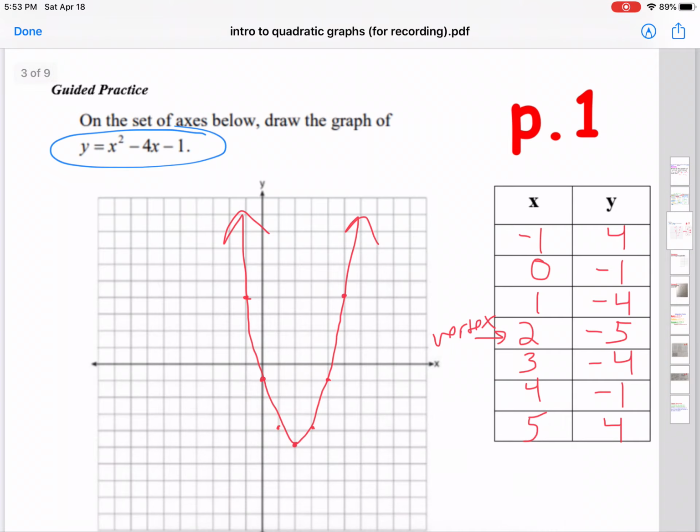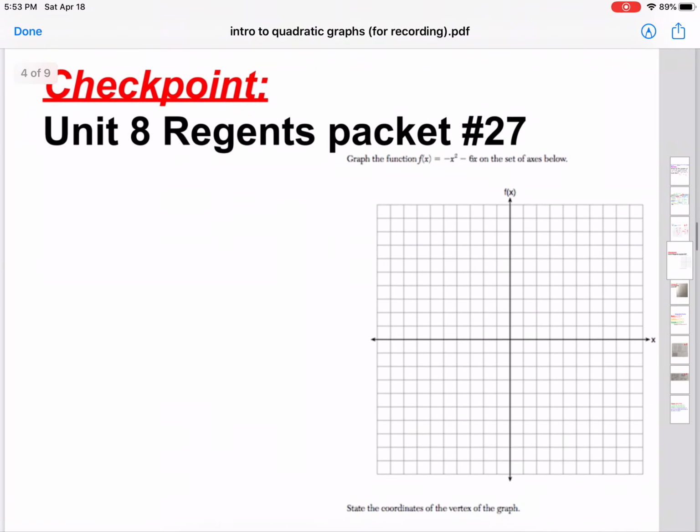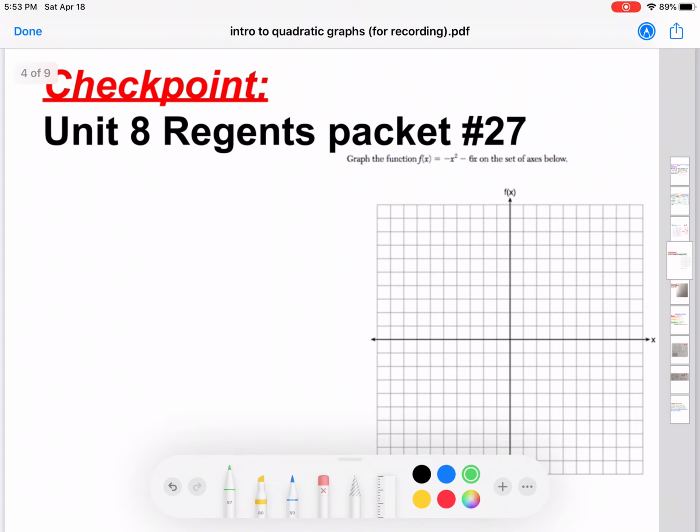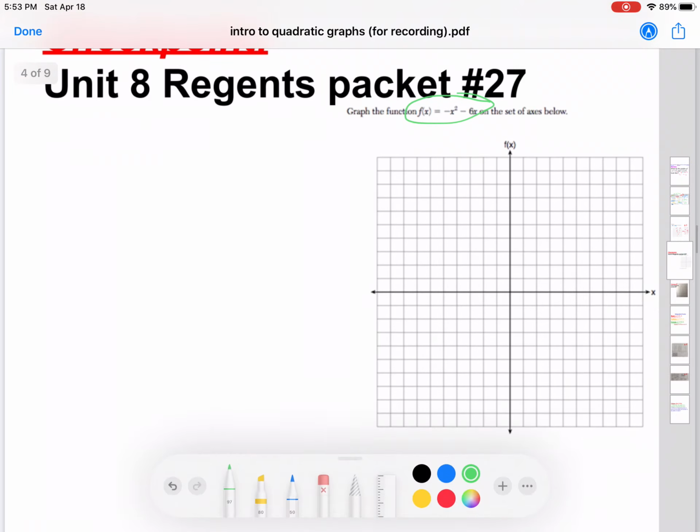Our checkpoint question is actually going to be in the Regents packet. So please go back to Unit 8. Please take the Regents packet, go to question number 27. You're being asked to graph this equation right here. And in the second part down here, they want you to identify the vertex of your graph.